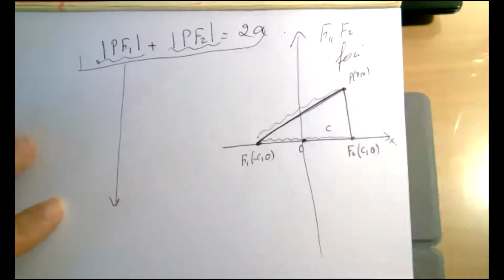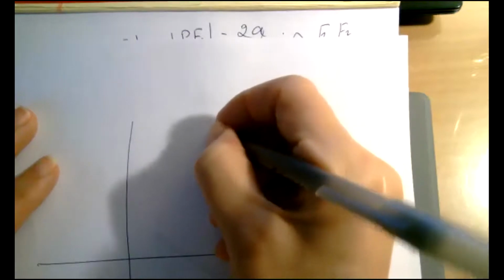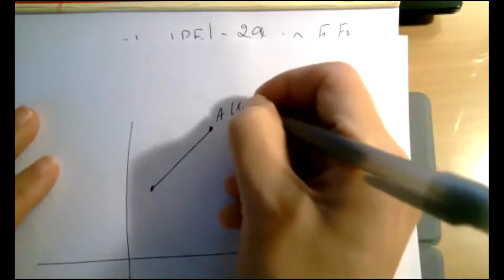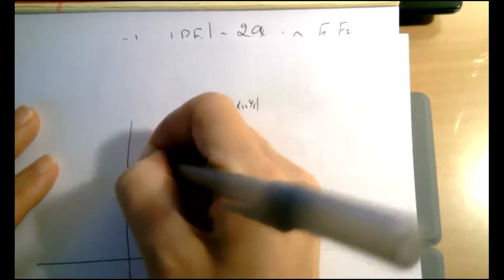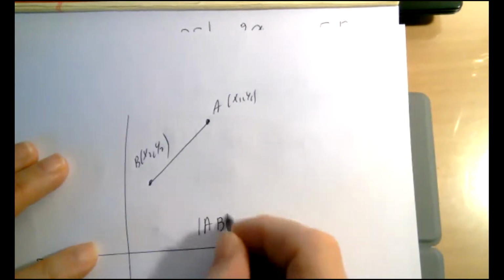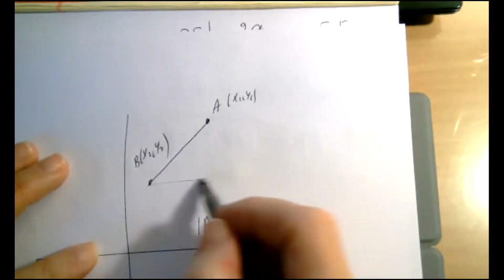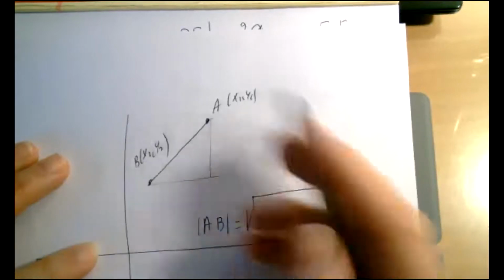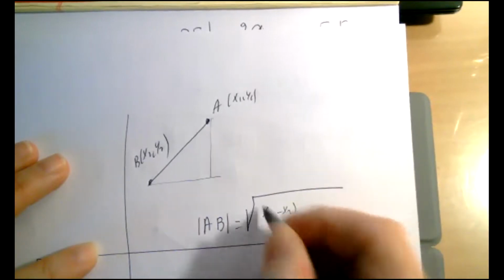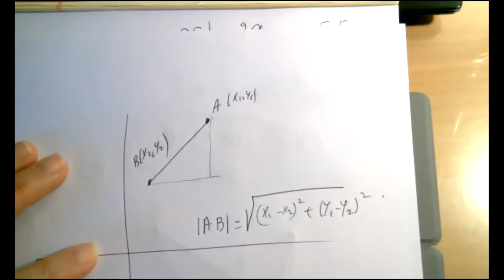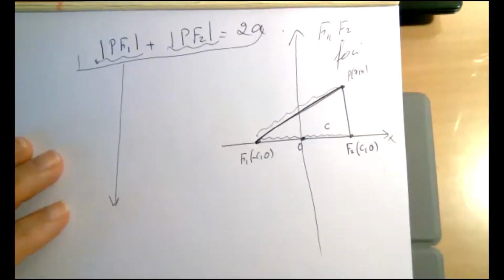So let us remember the distance formula from whatever you studied before. If you have 2 points, A and B, any 2 points in the plane, so A is (x1, y1) and B is (x2, y2), what is the length of the line segment AB? Again, the Pythagorean theorem tells me the distance is the square root of the change in x squared plus the change in y squared. That's the distance between any 2 points. So I'm going to use this verbatim in here.